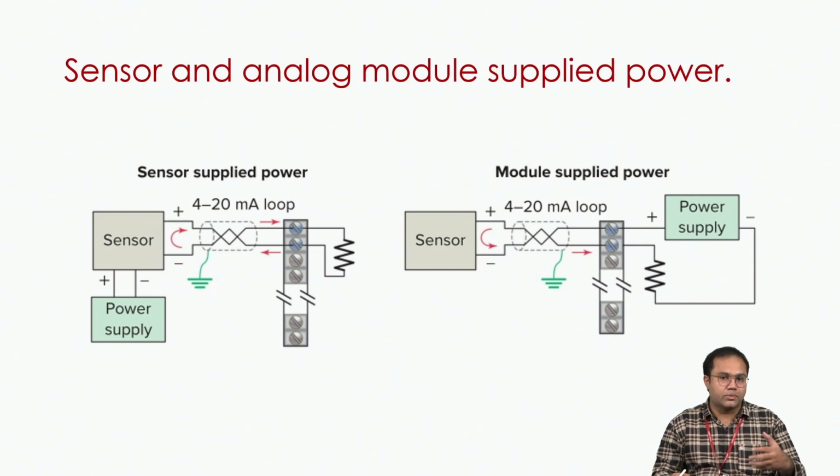If it is active, we don't need to give any excitation. If it is passive, we need to give some excitation to the sensors. This is quite common, right? But unfortunately, most of the sensors are passive. Very few are active. So what to do with these passive sensors? For these passive sensors, we have to provide a supply to the sensor.